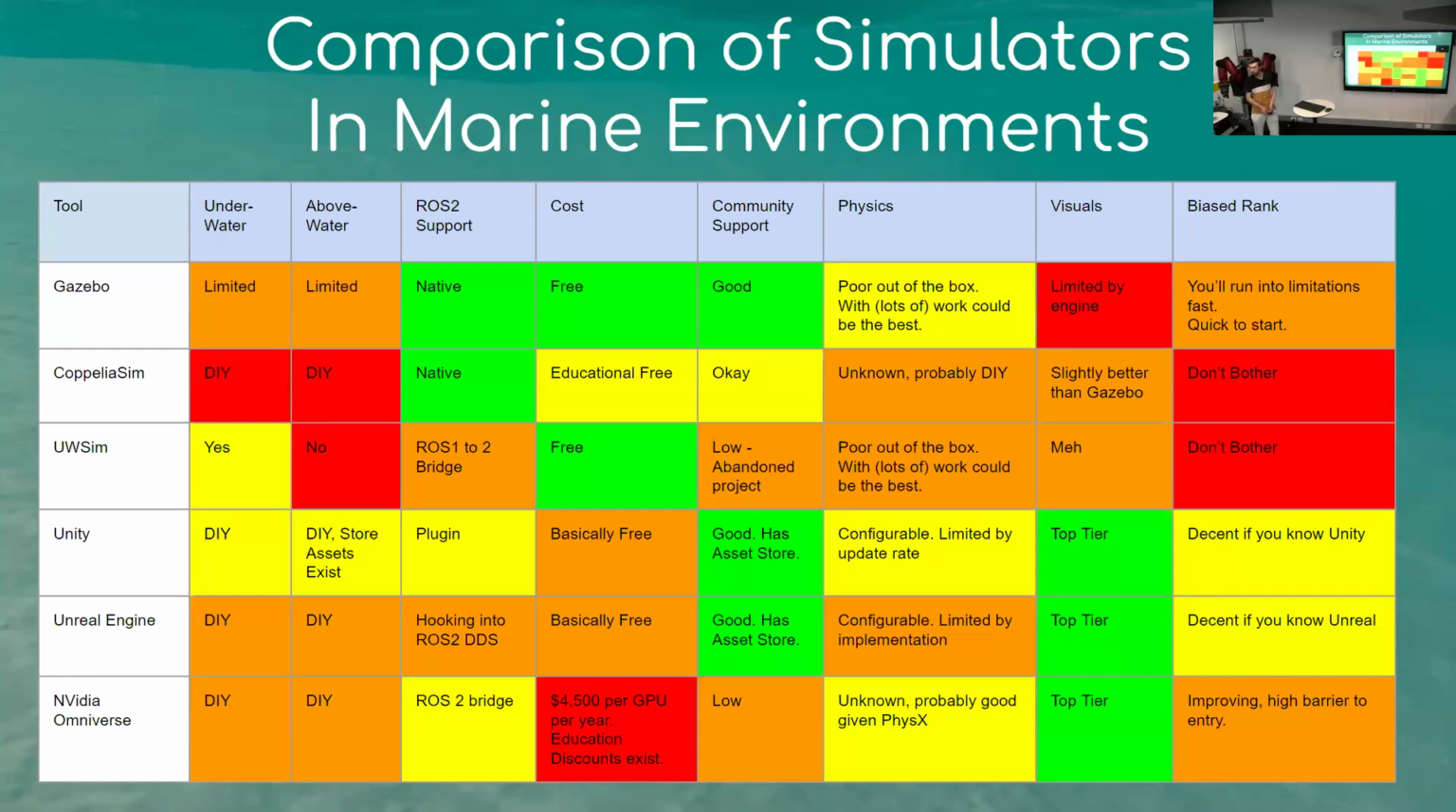Yeah, Kirsty? Why is DIY sometimes orange and sometimes red? You know how to DIY. And then say for the ROS 2 bridge, for the ROS 2 support, it's like orange and yellow.